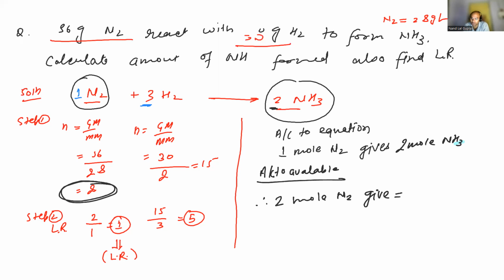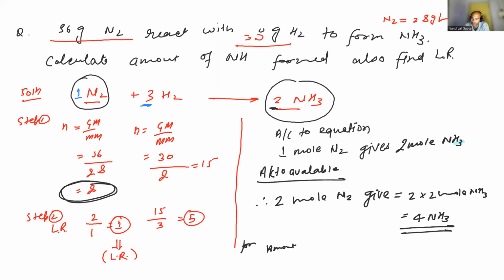So 1 mole giving 2 mole, so 2 into 2 mole NH3. If 1 mole N2 gives 2 mole NH3, so 2 mole gives 4 mole NH3. Is it okay? Okay, now go for the amount.